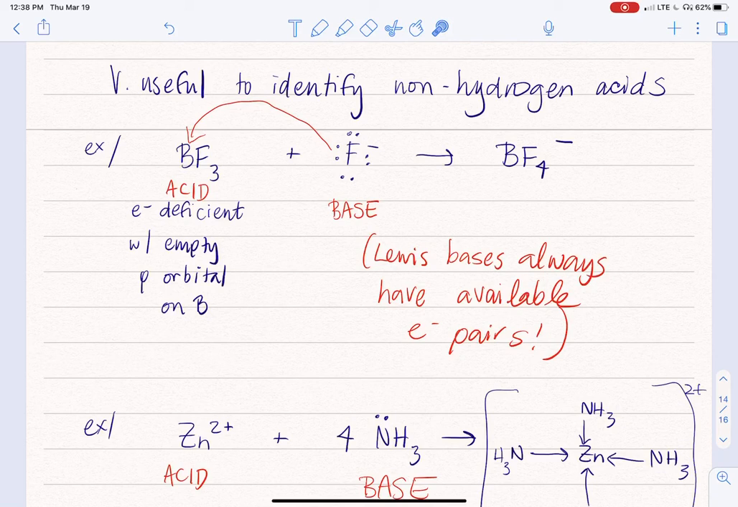And the way it does that is the base, the fluoride, is an electron pair donor. It donates its electrons to the empty, hungry p orbital on the boron. So the electron pair acceptor here is the acid. One big clue to problems like this is that Lewis bases are always going to have lone pair electrons that they can donate. Okay, so for example, this is very electron rich. It's a great Lewis base because it can donate one of its electron pairs to make this coordinate covalent complex.